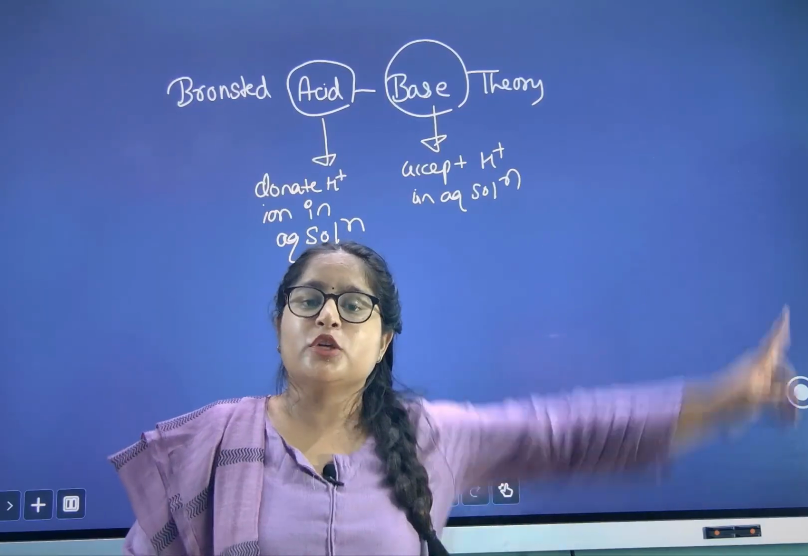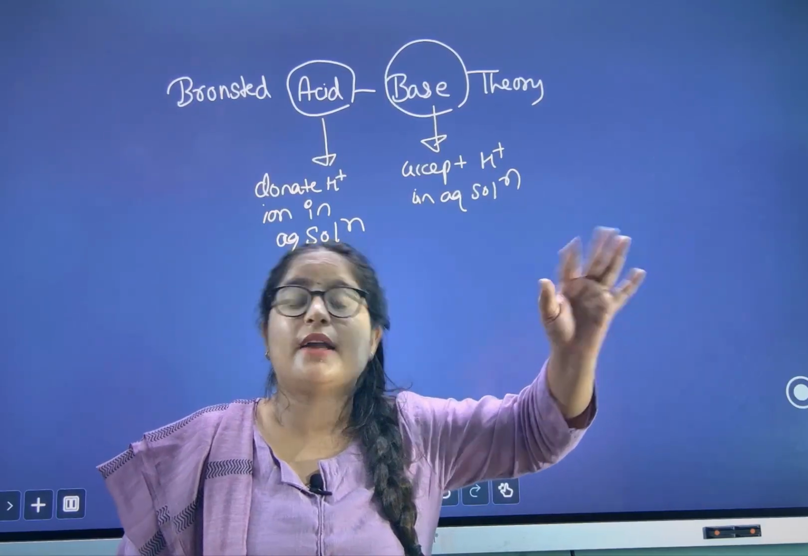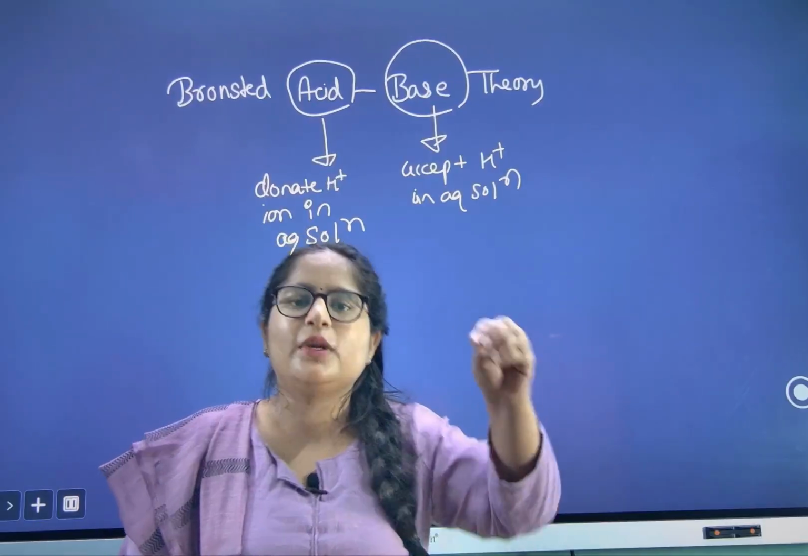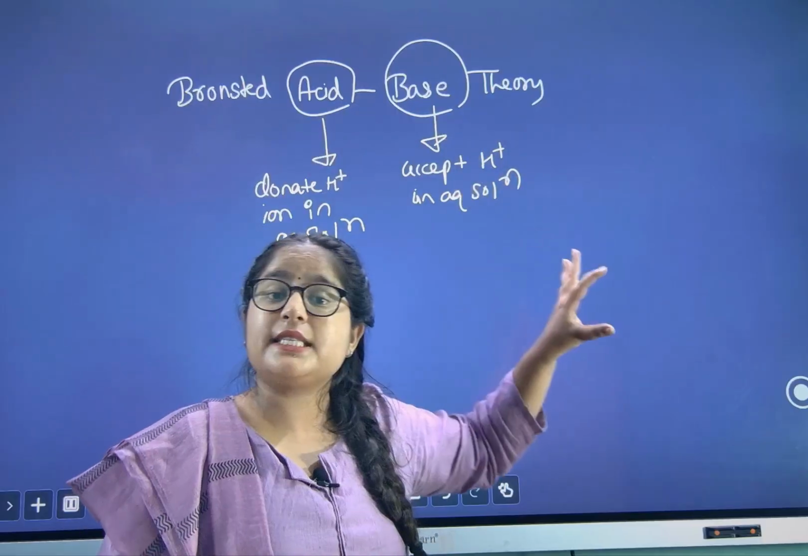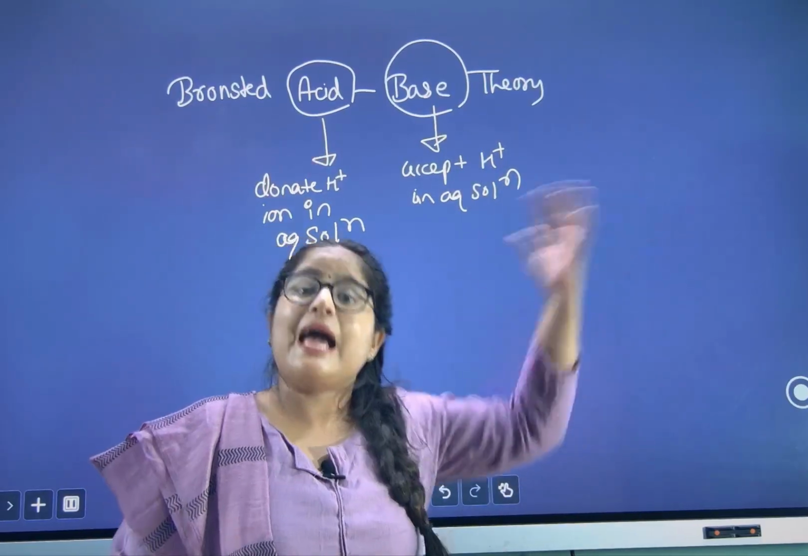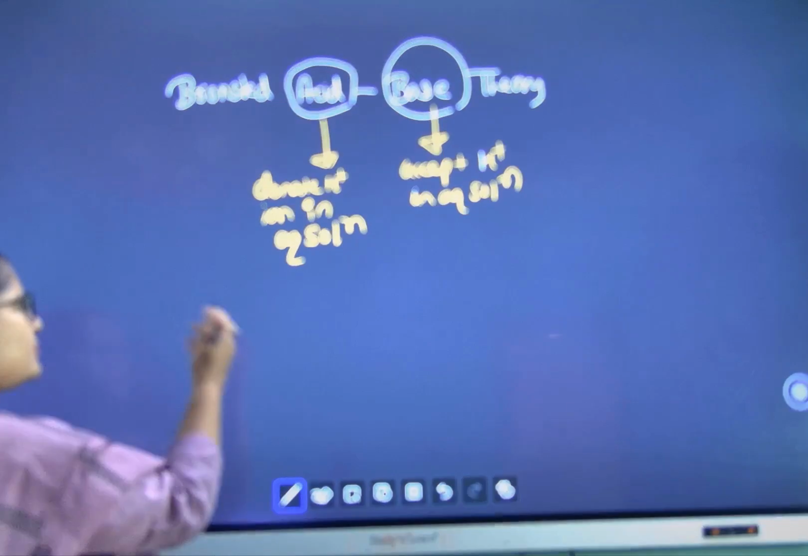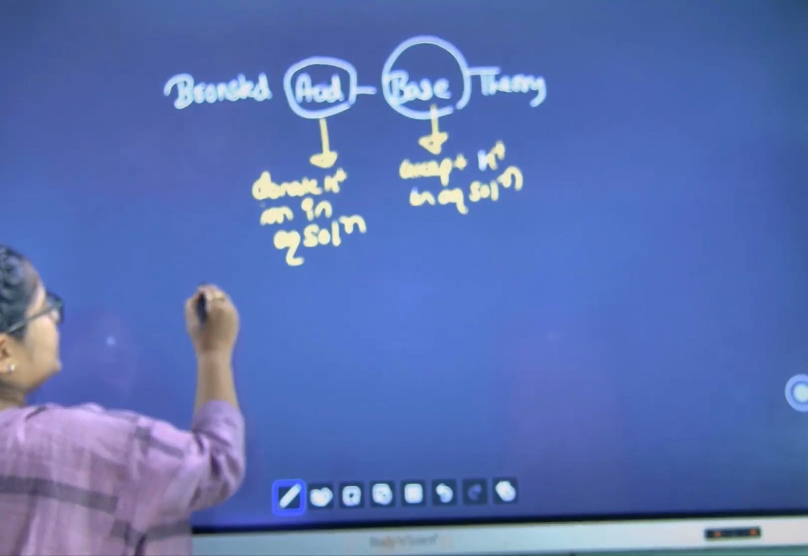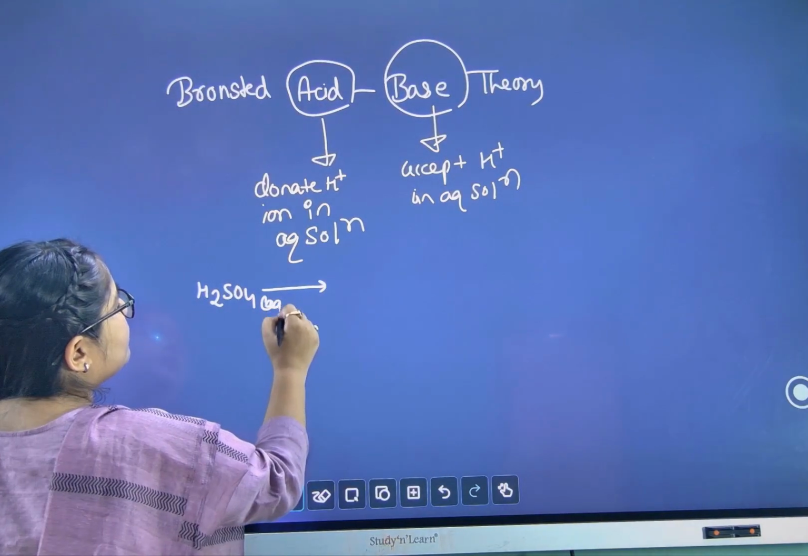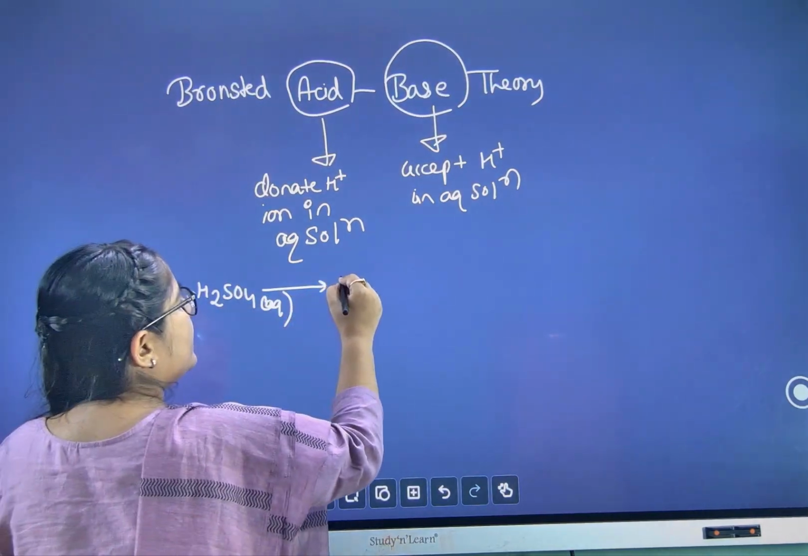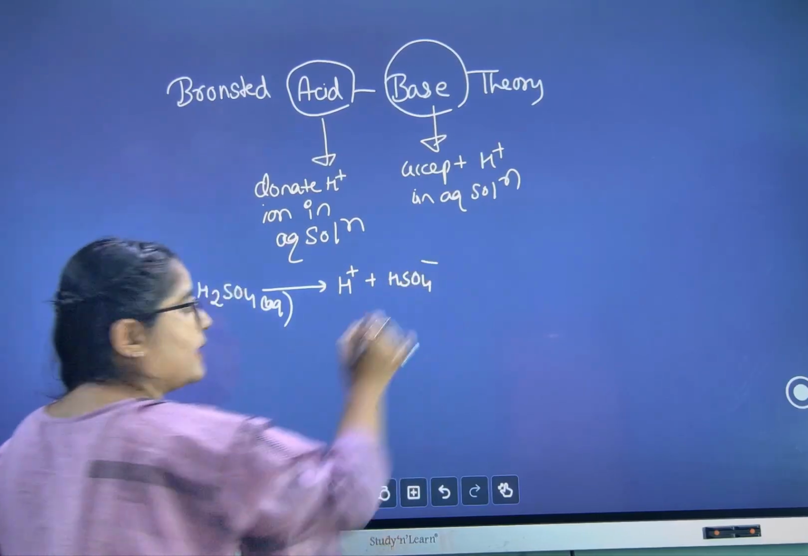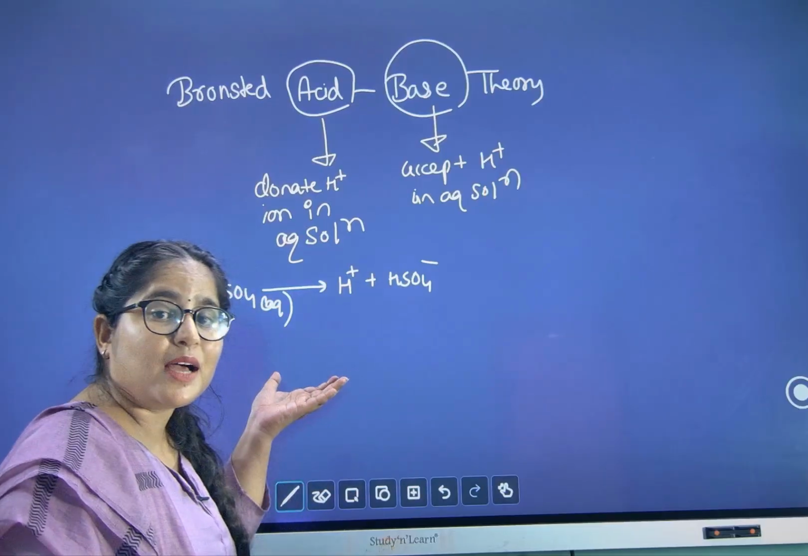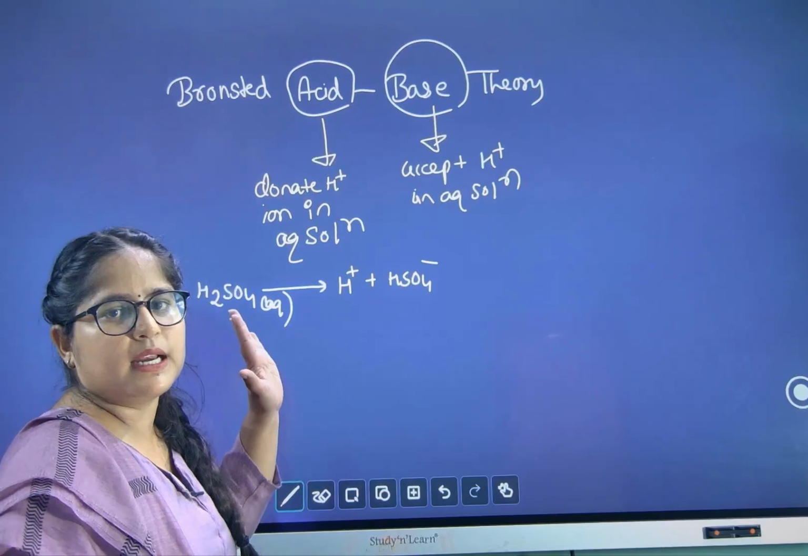Very important. Clear? So from here, can I say that Bronsted acid and Arrhenius acid are the same? Both are donating H plus, but Arrhenius base is donating OH minus, whereas Bronsted base is accepting H plus. See with an example. Let's say H2SO4. In aqueous medium, it will disintegrate as H plus plus HSO4 minus. So it is giving H ion, so we can say it is an Arrhenius acid and also a Bronsted acid.